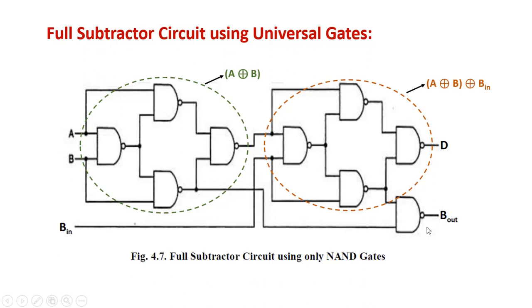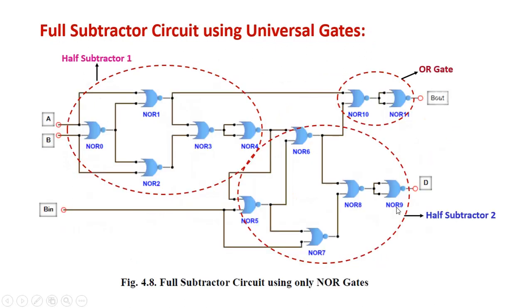If both the inputs of a NAND gate are inverted, it will form an equivalent OR gate. If you are applying two inputs to a NAND gate and both are inverted, it will be equivalent to an OR gate. So finally you will get B out as the OR function of these two borrows: the borrow from the first half subtractor and the borrow from the second half subtractor.